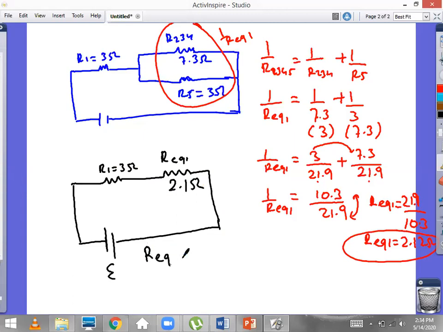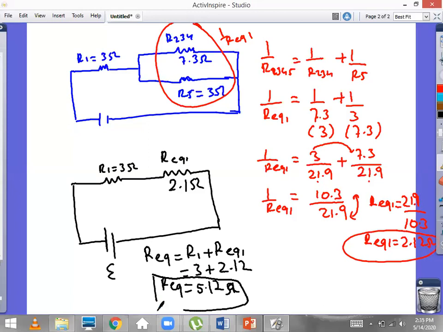Since now they are in series, we can find the R equivalent. R equivalent equals R1 plus R equivalent 1, okay? So it's going to be 3 plus 2.12, that is going to be 5.12. So this is the answer of A, R equivalent is 5.12 ohm. Any questions so far? I think you don't have any.